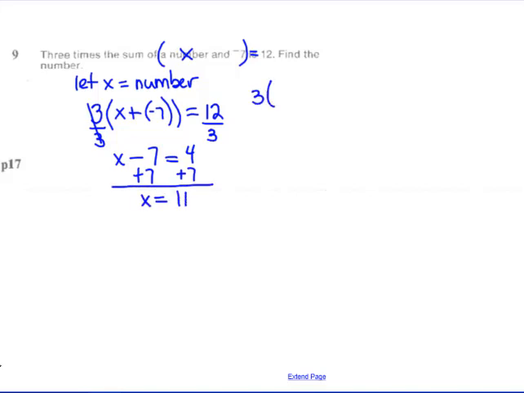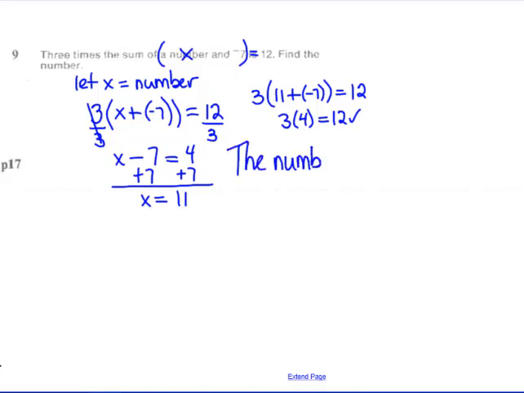We do a little mini check here. 11 and negative 7 is, well, 11 and negative 7 makes 4. So 3 times 4, yes, that is 12. That does check. Okay, so I know that's right. Find the number. Here's my symbol, sentence, answer box label. The number is 11.